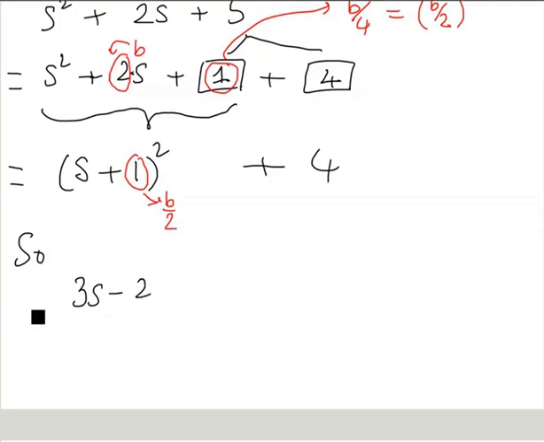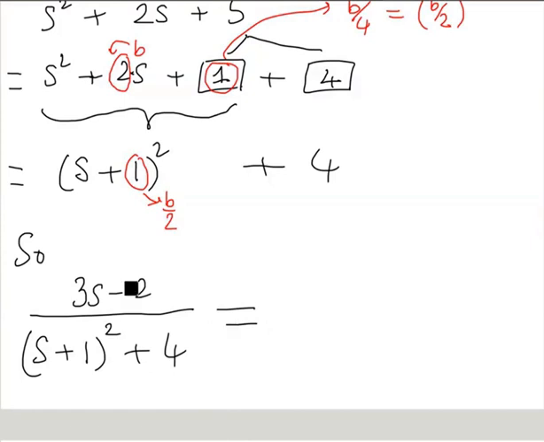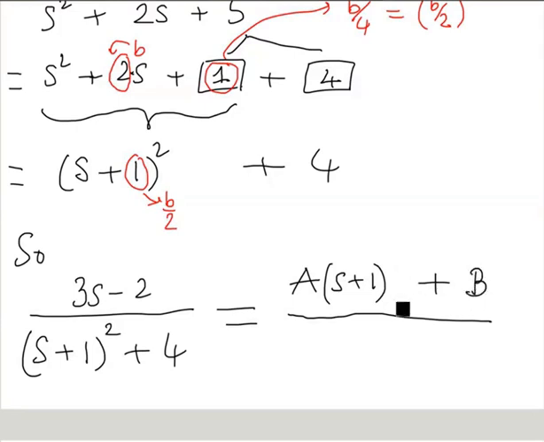3s minus 2 divided by (s plus 1) squared plus 4. The partial fractions in this case would be a little bit different from before. What we're going to do is like this. We will have two things. On top, we will have a times (s plus 1) plus b. Denominator, we still have (s plus 1) squared plus 4.